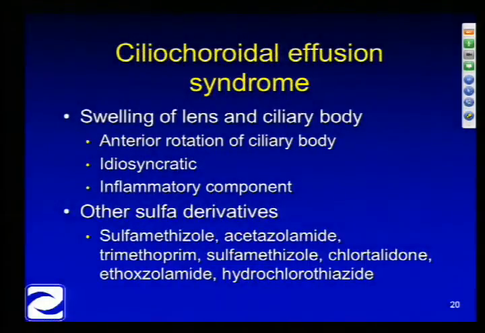It isn't just limited to people that have sulfa allergies. And there is an inflammatory component to it. So if you're treating anybody with any of the sulfa derivatives, such as sulfamethizole, acetazolamide, even hydrochlorothiazide, it's important to know that this can happen.